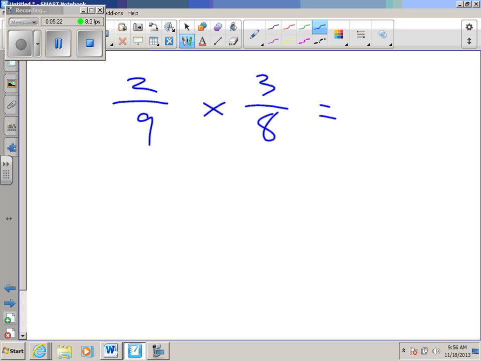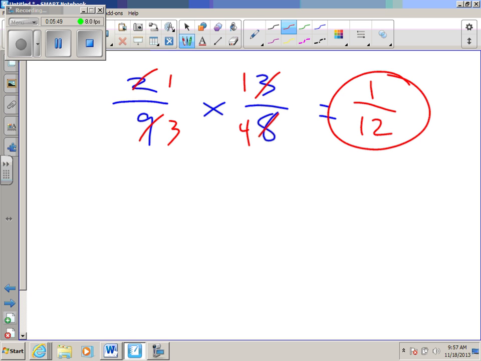So again, first thing we're going to do is look diagonally to see if we have anything in common where we can simplify these either numerators or denominators. 2 and 8, they're both even, which means I can divide them both by 2. How many 2's are in 8? 3 and 9. Both have what? 3. How many 3's here? So 1 times 1, 3 times 4 is 12.